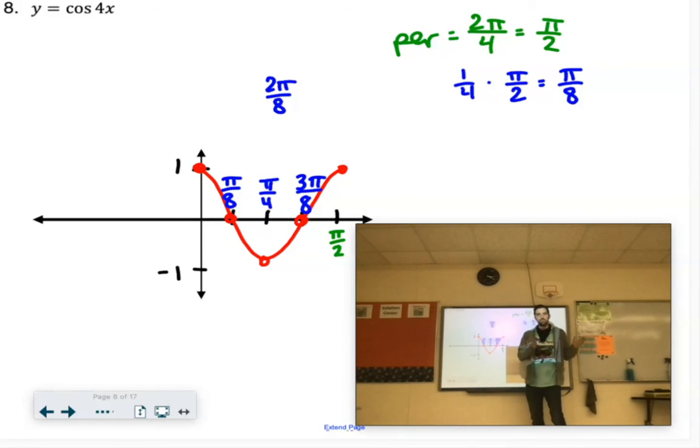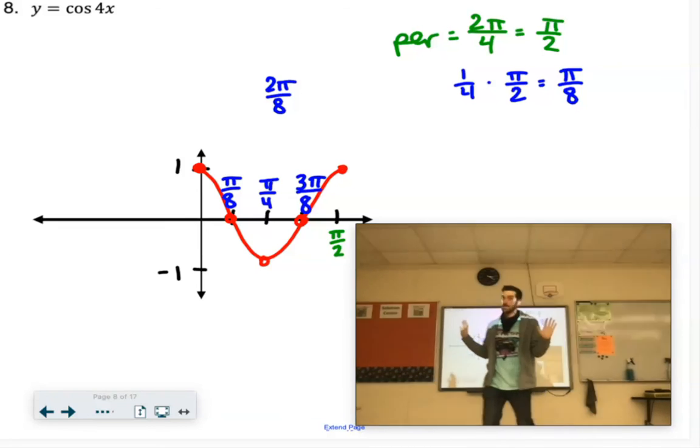Eventually we'll throw in some shifts, like some right and left translations, maybe some up and down. I don't know. Might get a little wild.